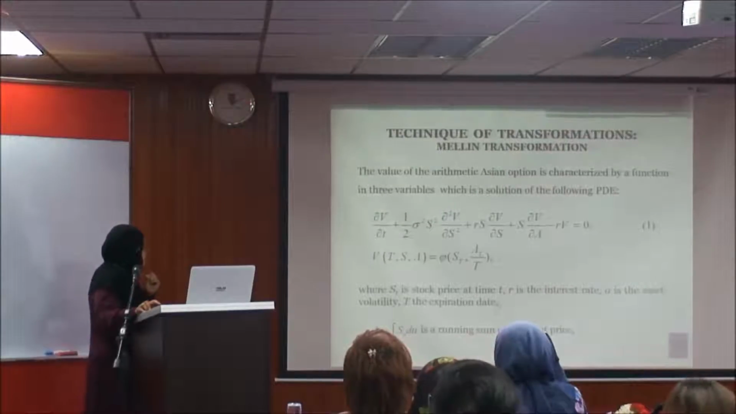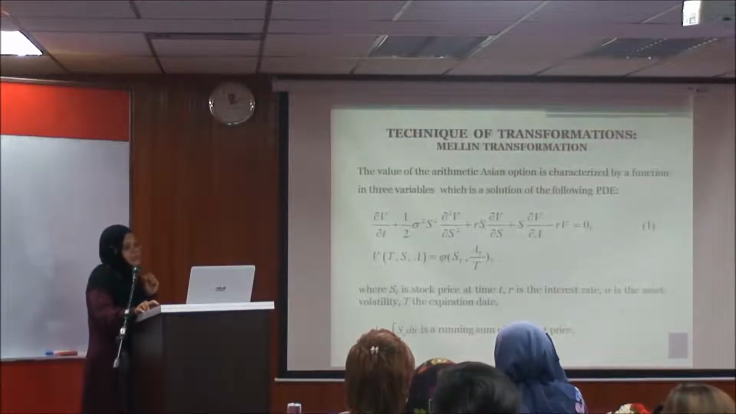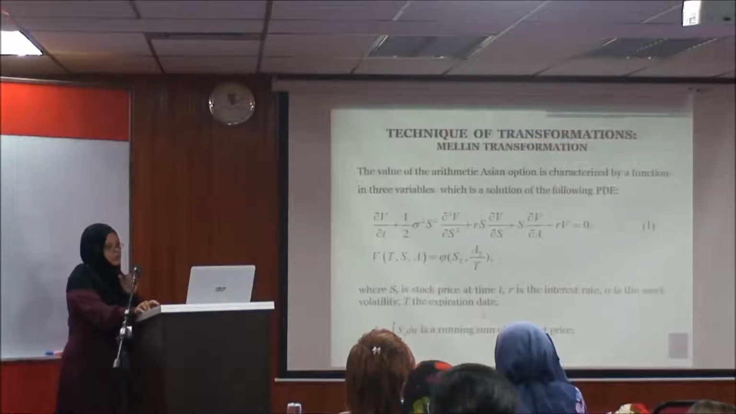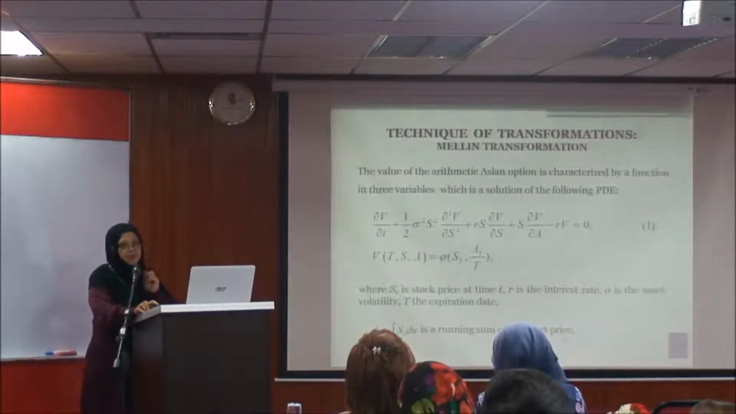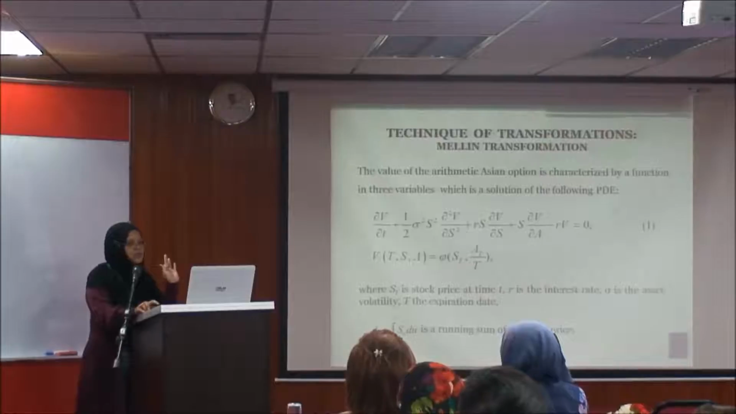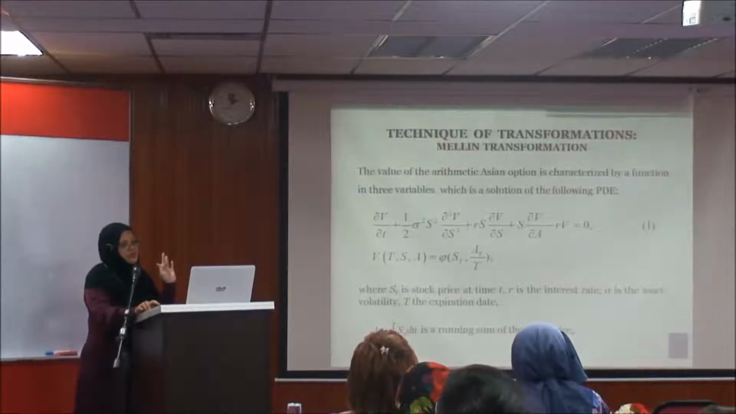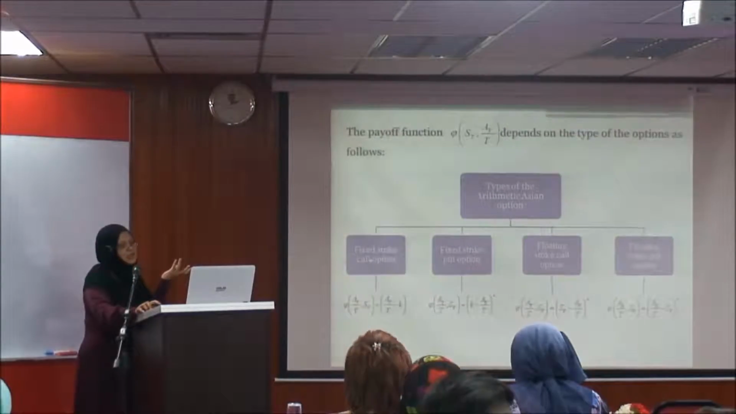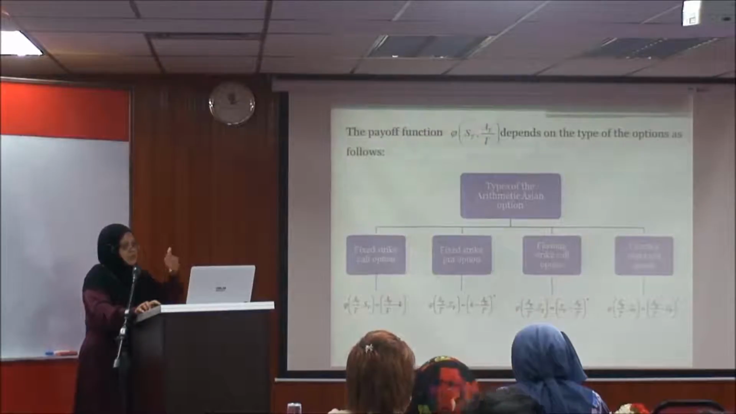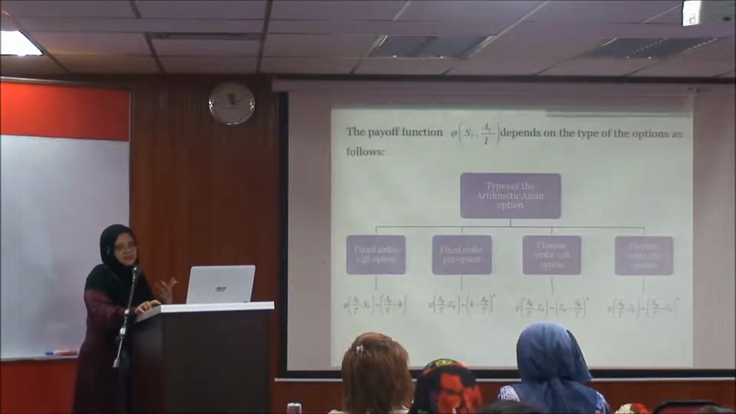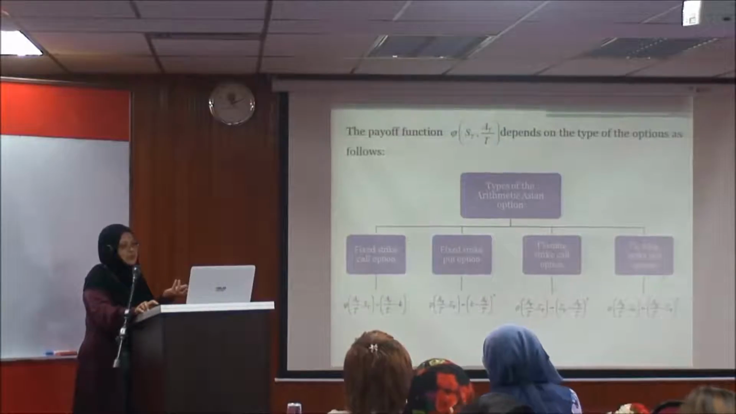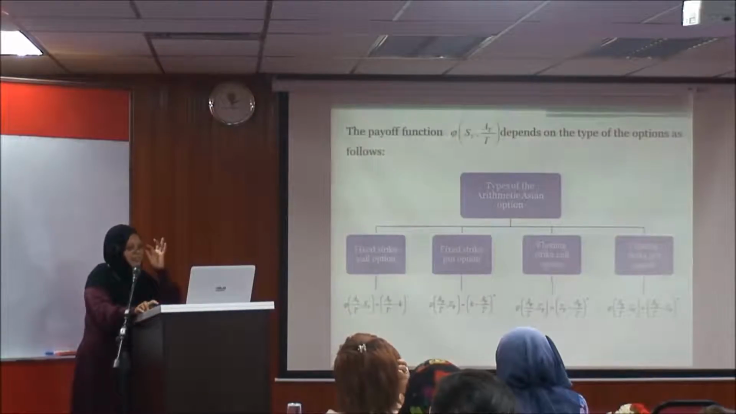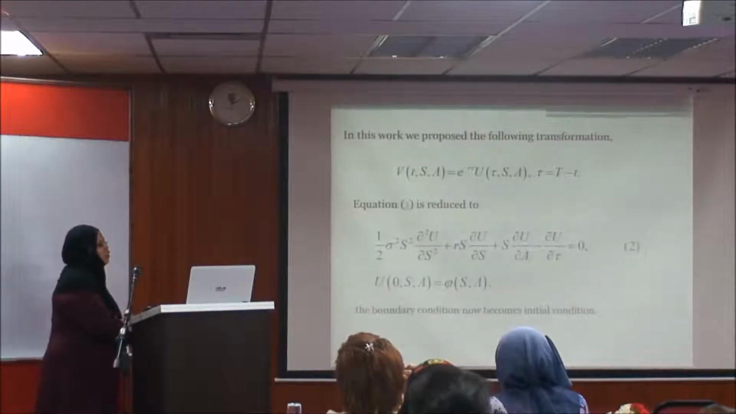S is the stock price at time t, R is the interest rate, sigma is the volatility, and T is the maturity date or expiration date. So we are using the running sum of the asset price, the A just now. So this is the PDE that we are going to use. Okay, the first step. Our work, the transformation will just be on 1. If I were to go to the four types, we will go back to 9. Not today.